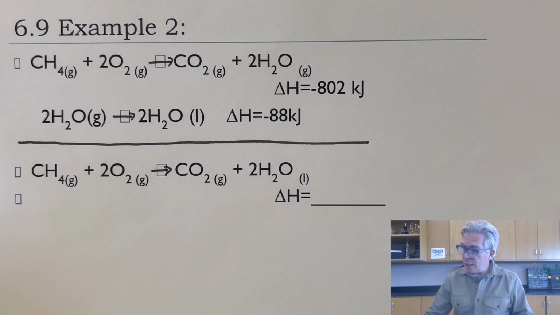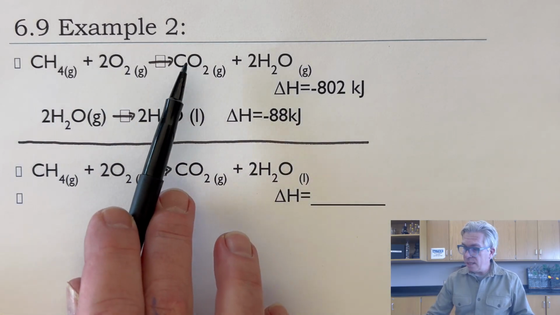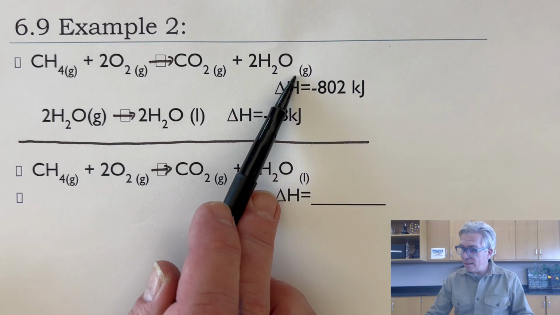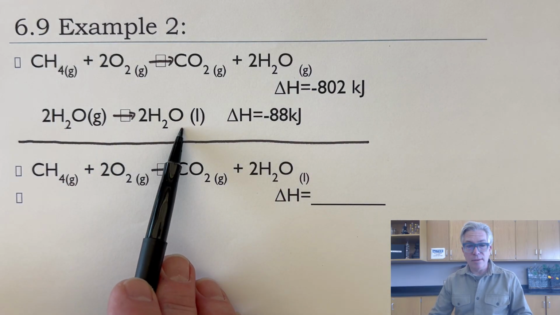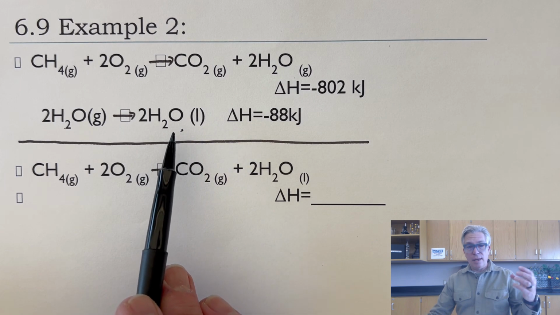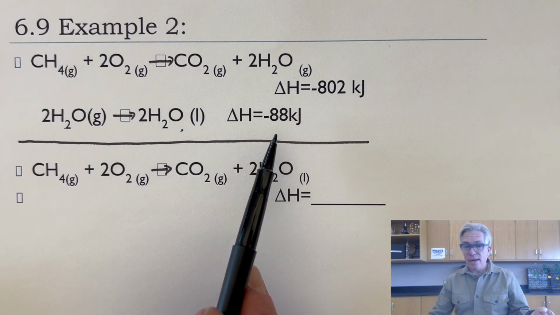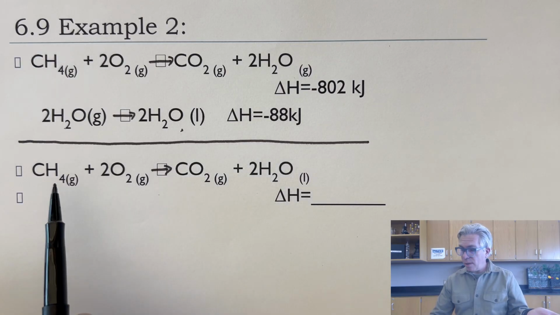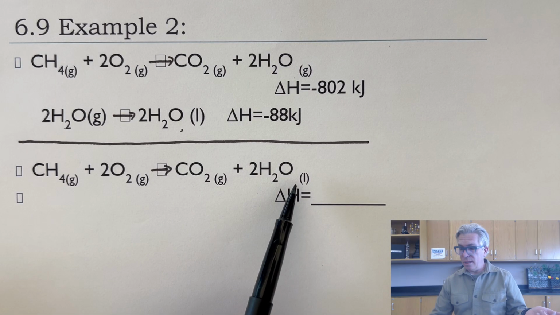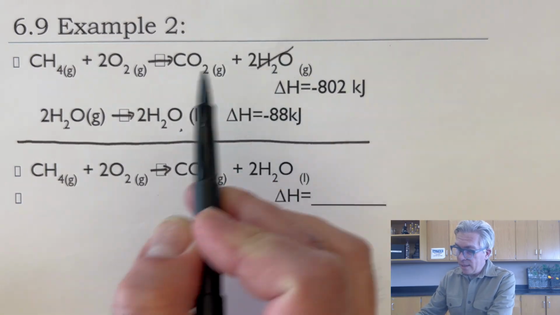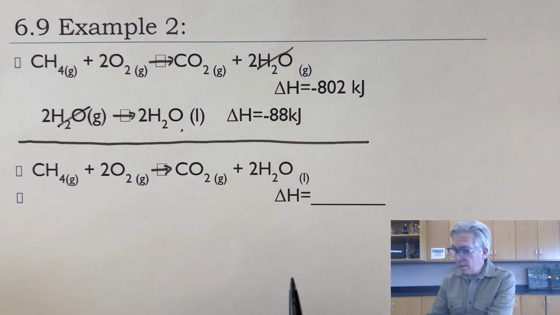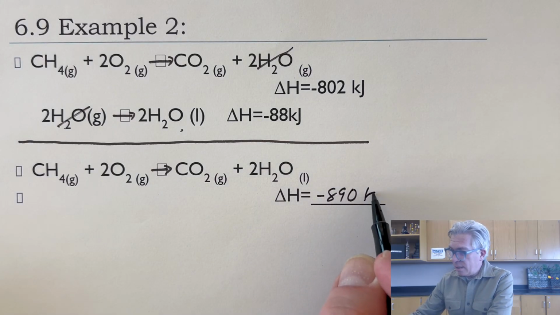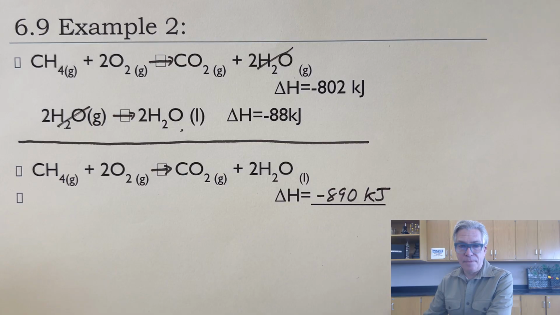So here's another example. Methane reacting with oxygen makes CO2 and water, 802 kilojoules. But if I take that gaseous water and make it liquid water, right, I'm going to get more energy out, 88 kilojoules, as that condenses. So what if I want to know this reaction but with the water in the liquid state? The gaseous state water is going to cancel out, and I can simply add up these to get negative 890 kilojoules as my total. Okay?